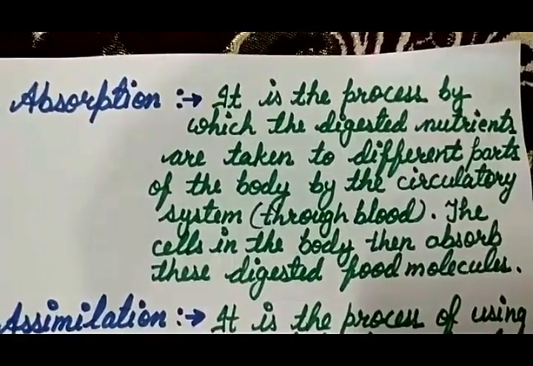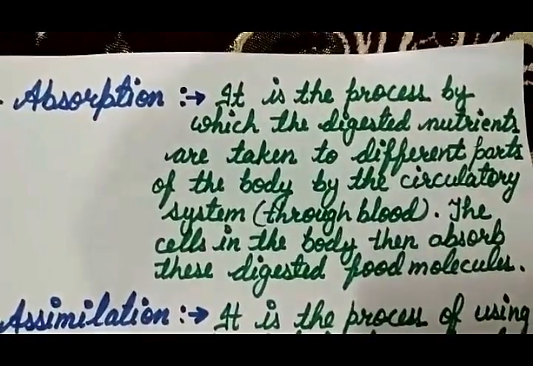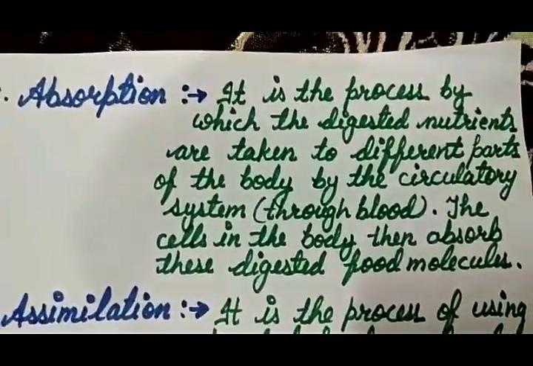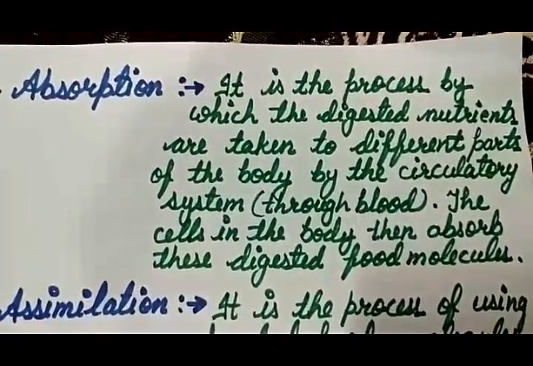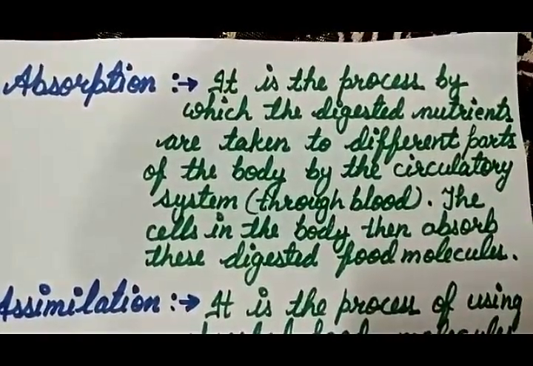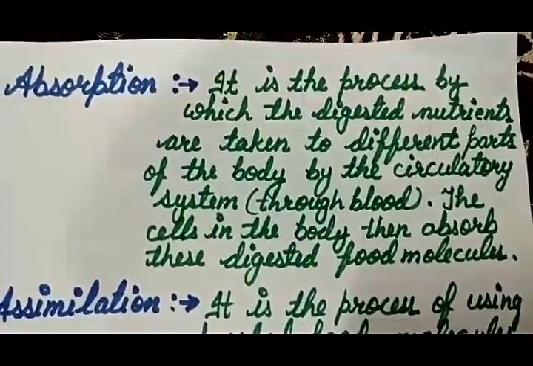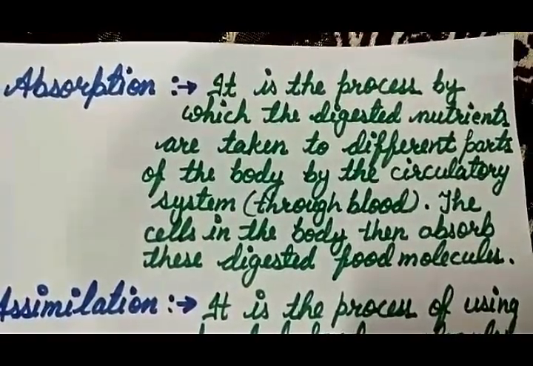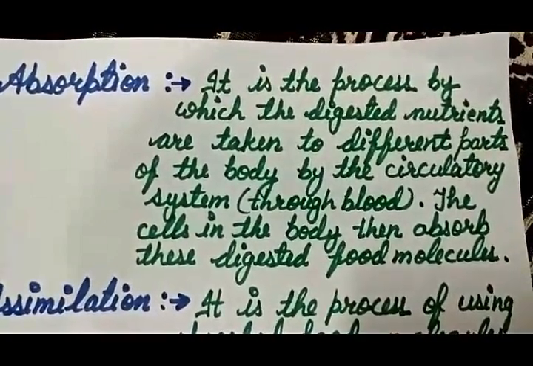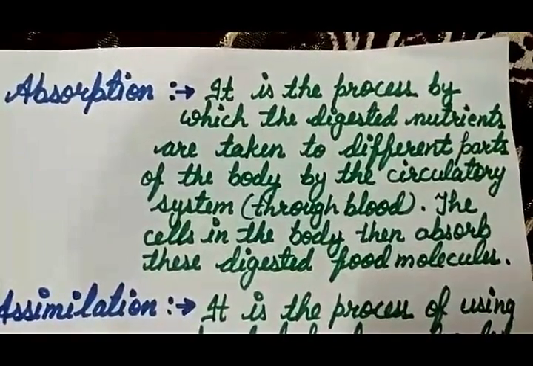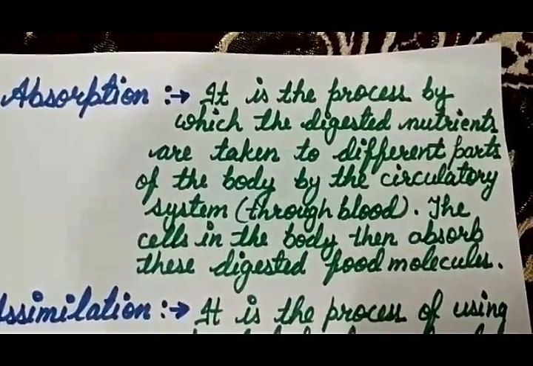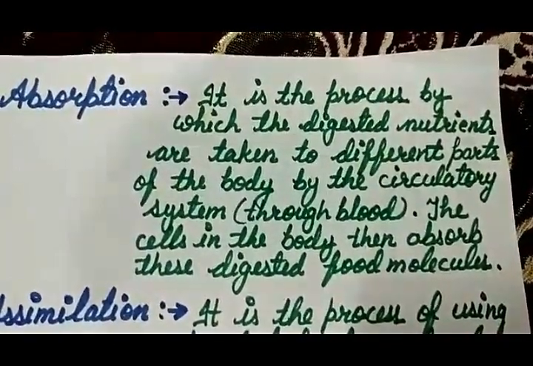Then what is next? Next is absorption. Absorption meaning in Hindi is सोखना, absorb करना. So here in our body, what is absorption? It is the process by which the digested nutrients are taken to different parts of the body by the circulatory system, means through blood. Then the cells in the body absorb these digested food molecules. So, by the different body parts, these digested nutrients are absorbed by the process of absorption.